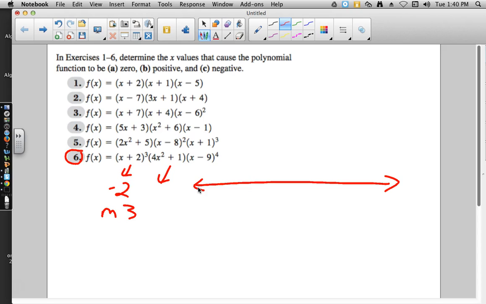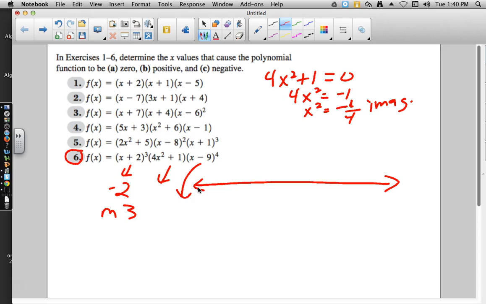This one, 4x squared plus 1 equals 0. Let's take a little closer look at that one. If we subtract 1, now we're dealing with a negative number. And we realize that this isn't going to have any solutions. These will be actually imaginary solutions when we take that square root. So those are not going on our sign chart. They're not useful to us. We are graphing in the real number system.